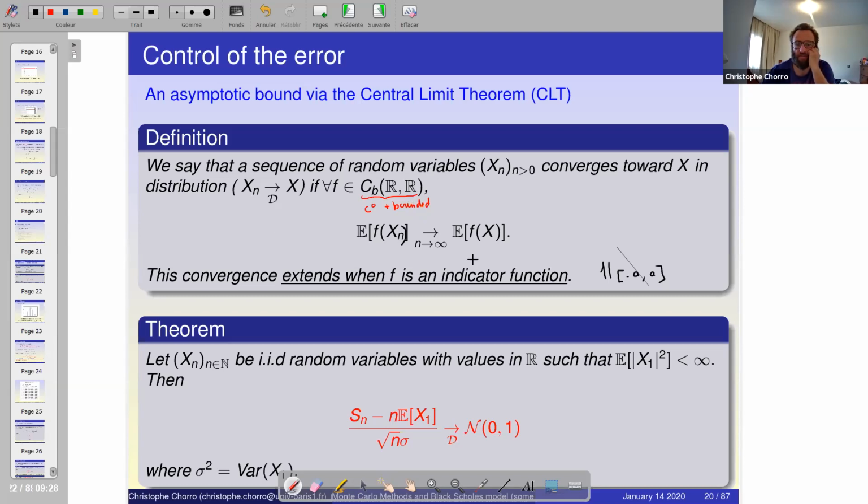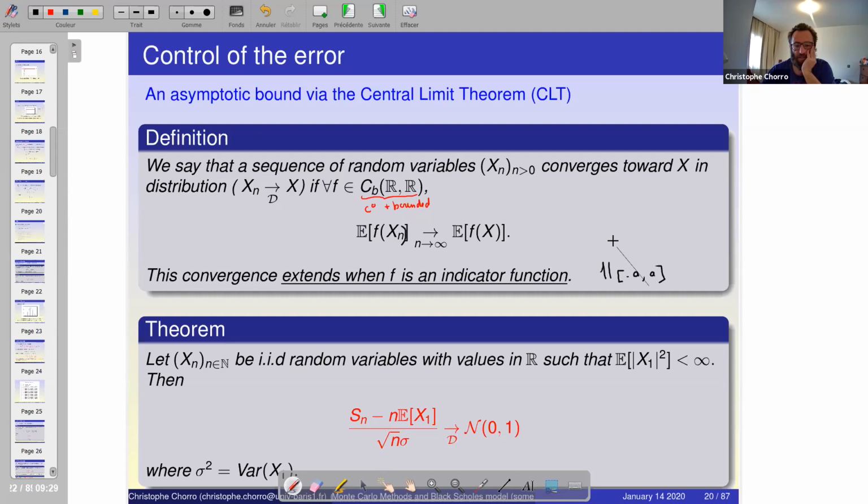And the interest of this convergence in distribution is that it is implied by all the other ways to converge you have in mind. So for example, the convergence in probability implies the convergence in distribution. Convergence almost sure implies the convergence in distribution. The convergence in L2 implies the convergence in distribution, and so on. So all the other ways to converge will imply the convergence in distribution. That is the weakest way to converge for random variables.